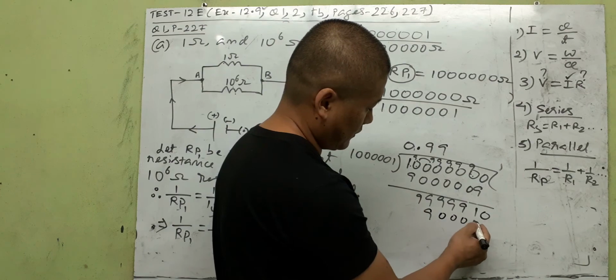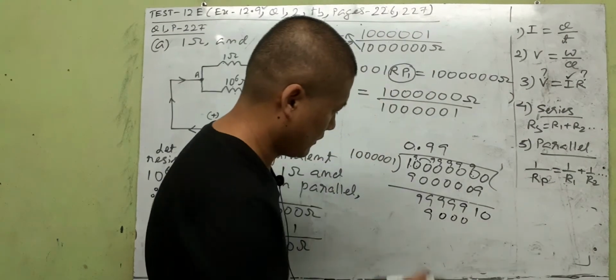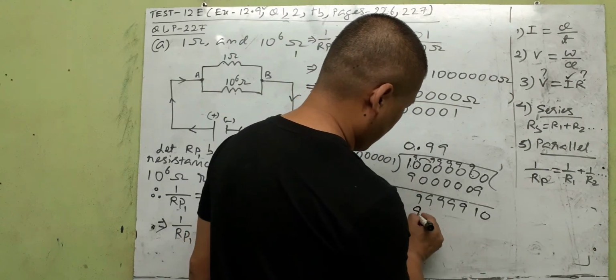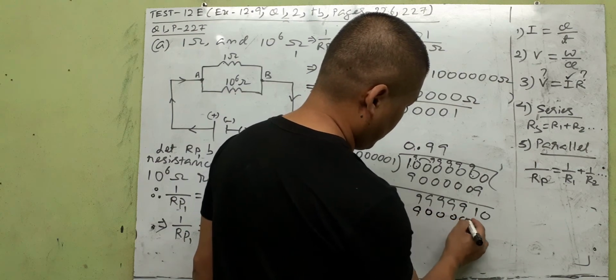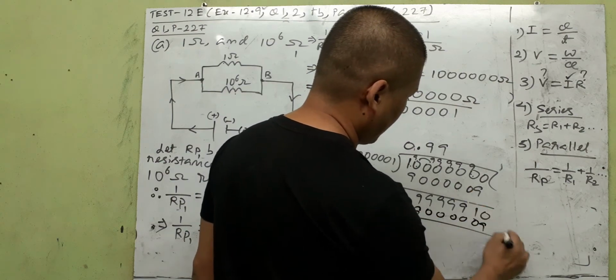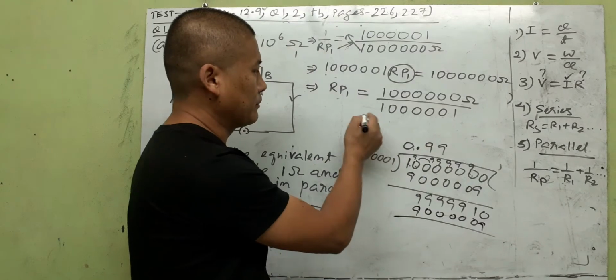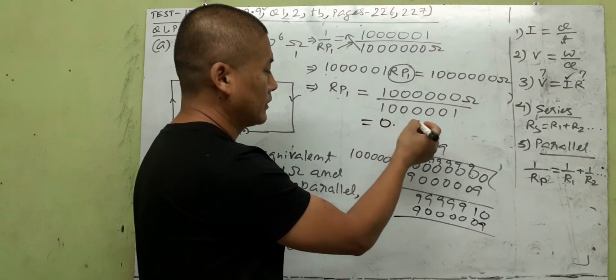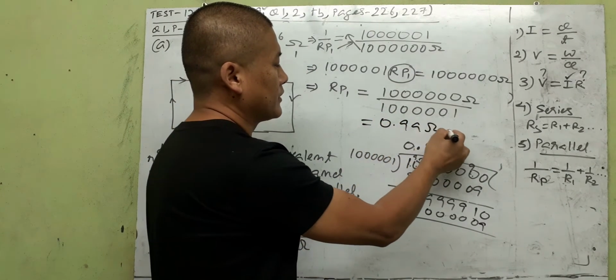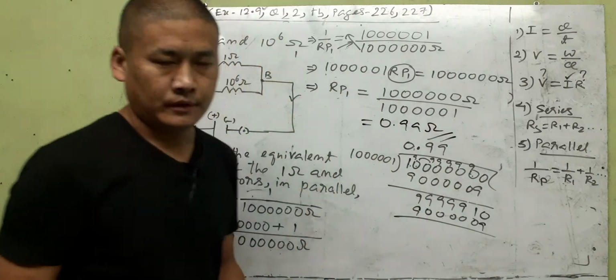1, 2, 3. Wait. Here 1, 1, 2, 3, 4, 5. And then here 9, 9. So you can just stop at the second place, and approximately it will be 0. Equivalent resistance is 0.99. That is the first answer.